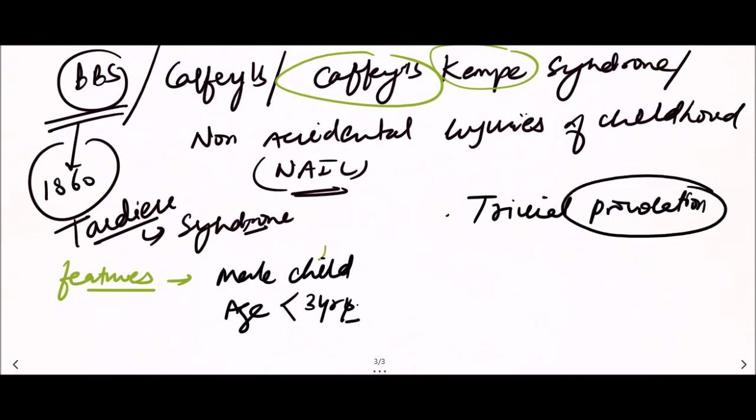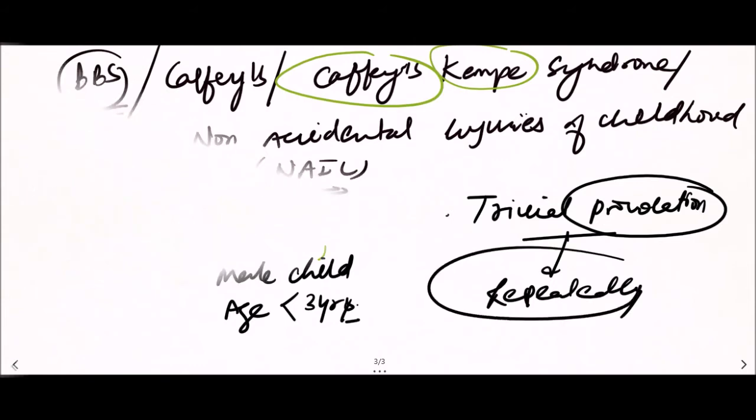So provocation is not of that much intensity. It is basically trivial provocation, and the child is beaten repeatedly. Now, various epidemiological factors.